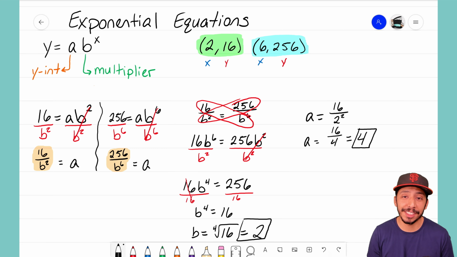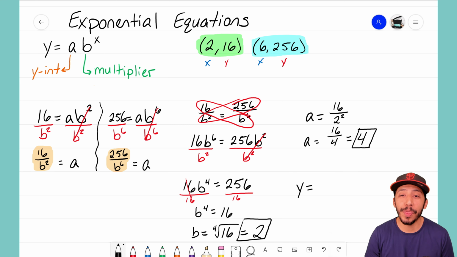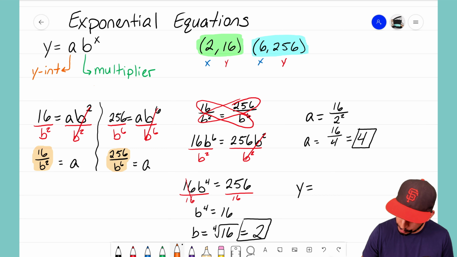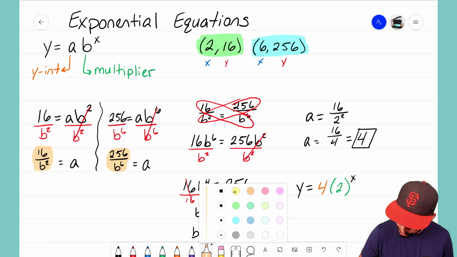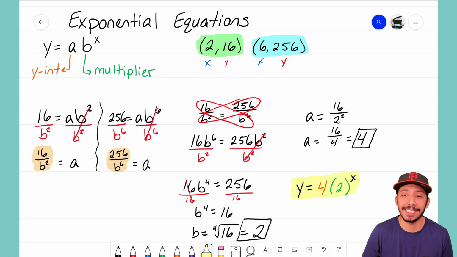So the final thing I need to do now is just create my exponential equation with those two terms. I now know that a here is going to be represented by a 4, and I know that my multiplier is 2. I put that to the x power, and I now have created an exponential equation that passes through the 2 points (2, 16) and (6, 256). It is y equals 4 times 2 to the x power.